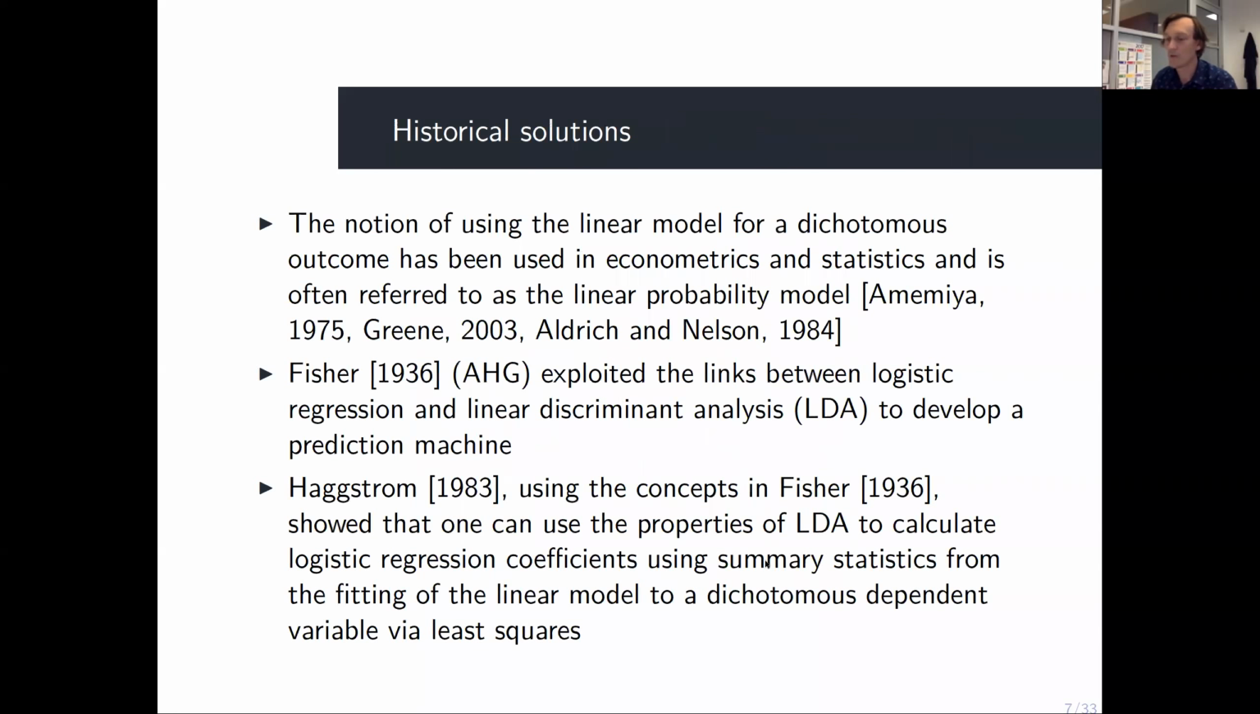When I was working on this problem initially, I was ignorant of the historical solutions or historical attempts at looking at this mathematical concept.